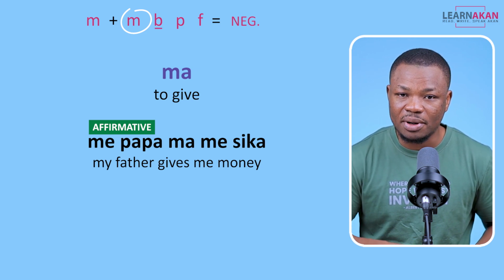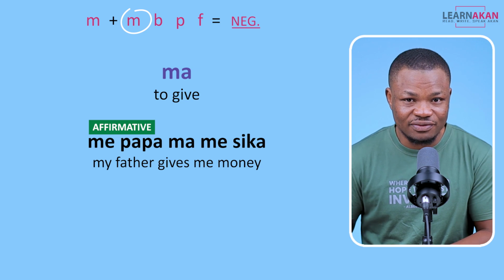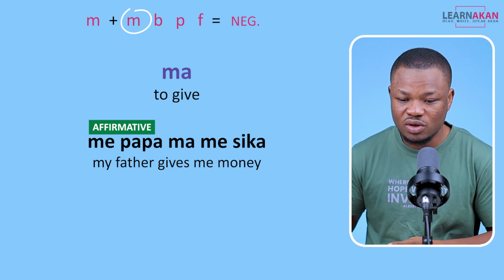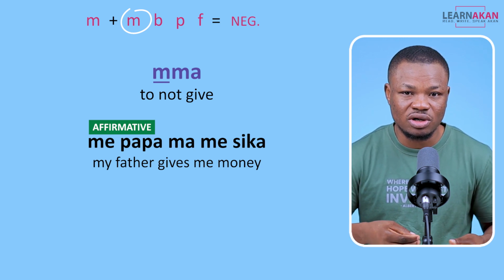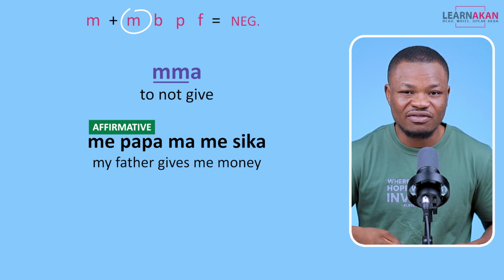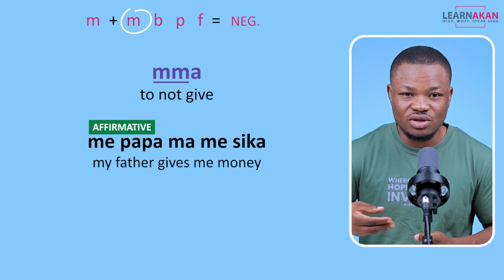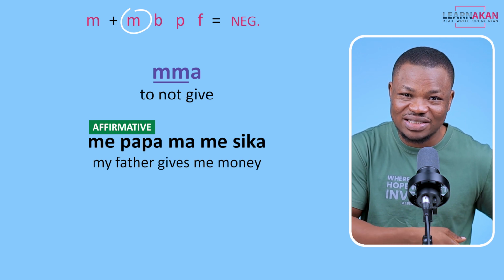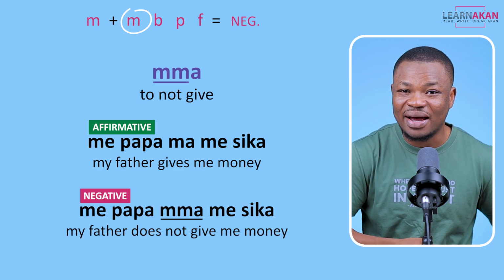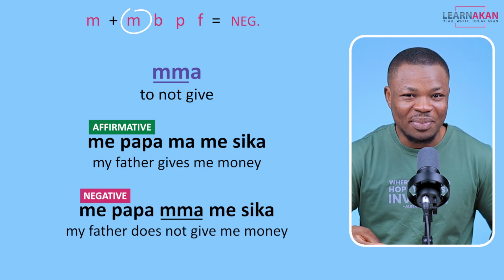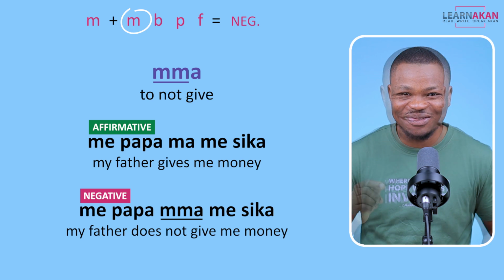Now, as you can see, the verb starts with the letter M, and I told you if the verb starts with B, P, or F, then you attach M to the front to form its negative. So to form the negative of ma, to give, you just bring M before it and we have mma. So you sort of stretch the M a bit, and that means to not give. So we can use this to negate the positive sentence that we had, me papa mami sika, into me papa mmami sika. My father does not give me money. It's that simple. Let's see another example.